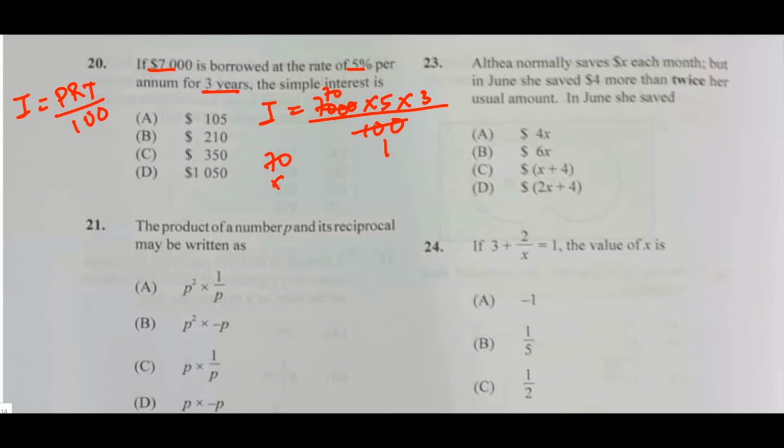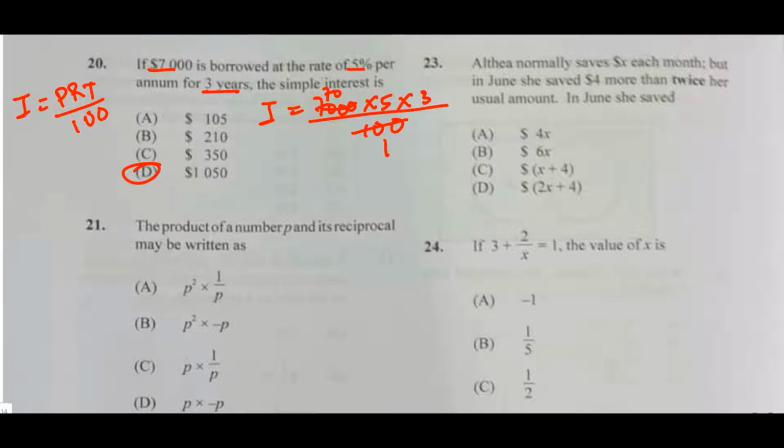70 times 5 is 350, and then multiplied by 3: 3 times 0 is 0, 3 times 5 is 15, carry 1, 3 times 3 is 9, and 1 is 10. So our answer would be 1,050, which is D. Alright, let's move on, we'll come back to number 21.